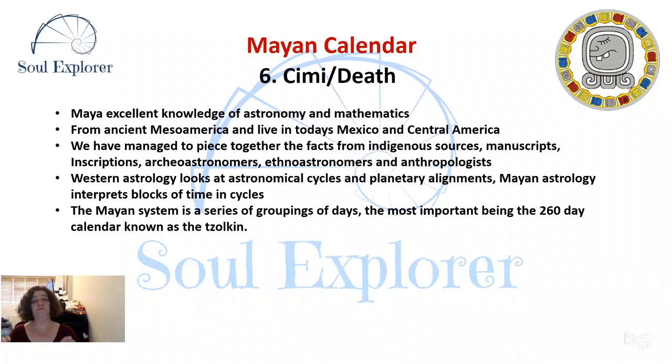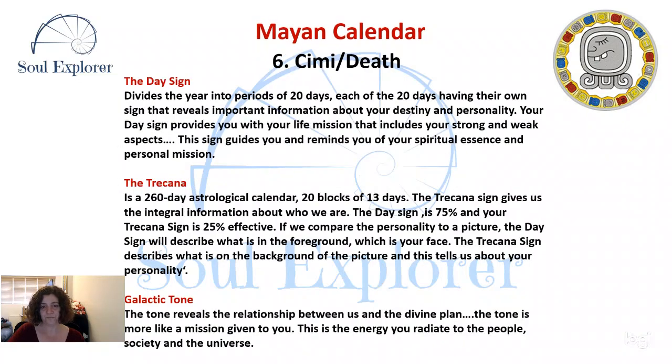So the most important one is the 260-day cycle, which is your 20 day signs times your 13. And if you do your maths, you'll figure out that's 260. And that's known as the Tzolk'in, the most important part of it. As I've just said, the day sign is the most important part of your reading. This is 75% of who you are as a person.